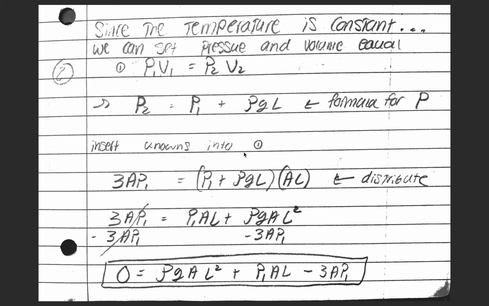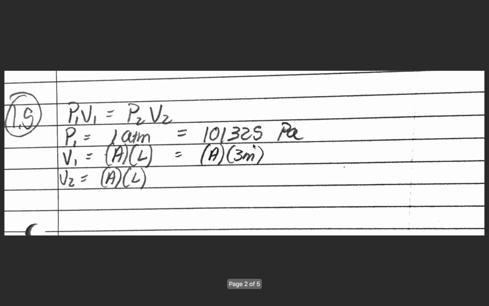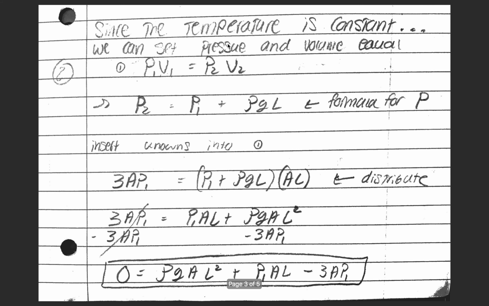Okay, since we know the temperature remains constant, we can set the pressure and volume products equal. That's what I did over here. We're able to do that because the temperature is constant. And then we know that the pressure inside of it is equal to the initial pressure plus the pressure of the water, which is modeled by rho g h, or rho g L in this case. H and L are interchangeable. And that's just the formula for pressure.